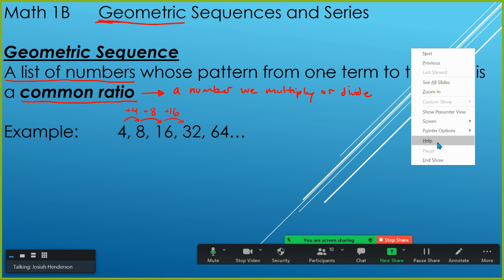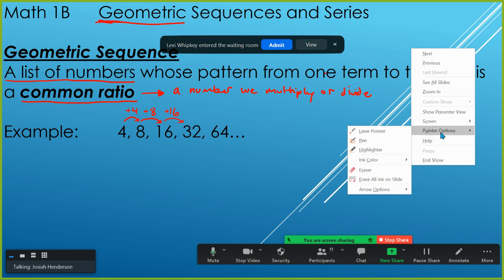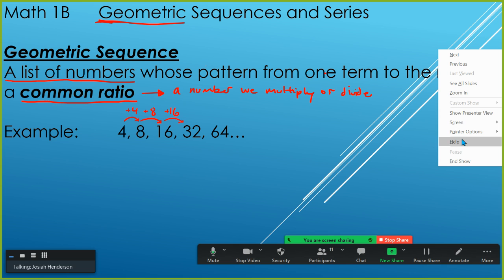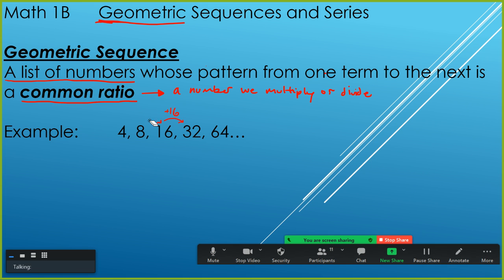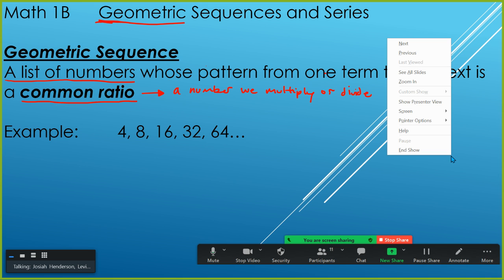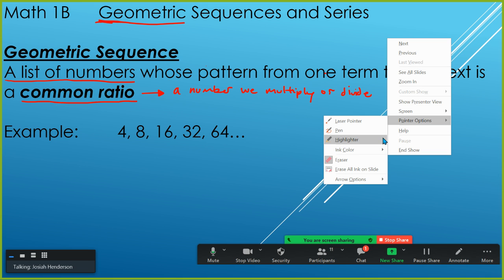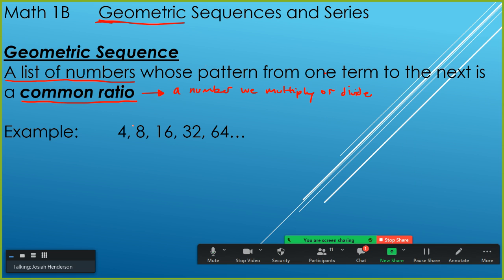So we're not looking for a number we're adding or subtracting. We're looking for a number that we are multiplying or dividing each time. So let's try it that way. Is there a number I can multiply to 4 that gets me to 8?